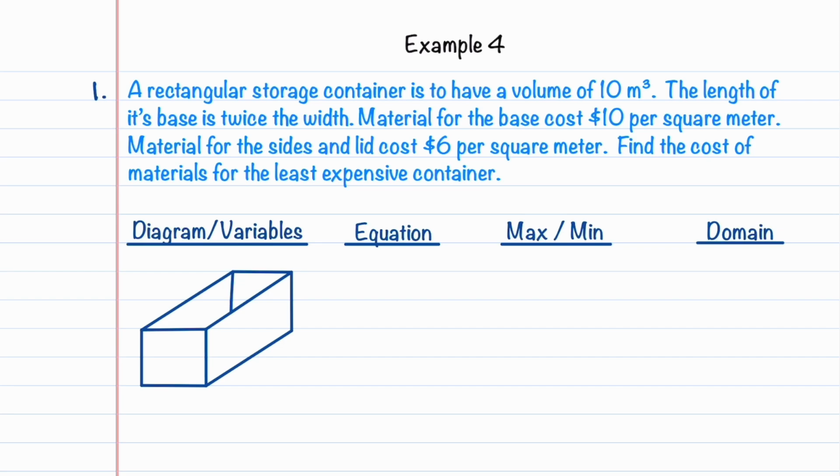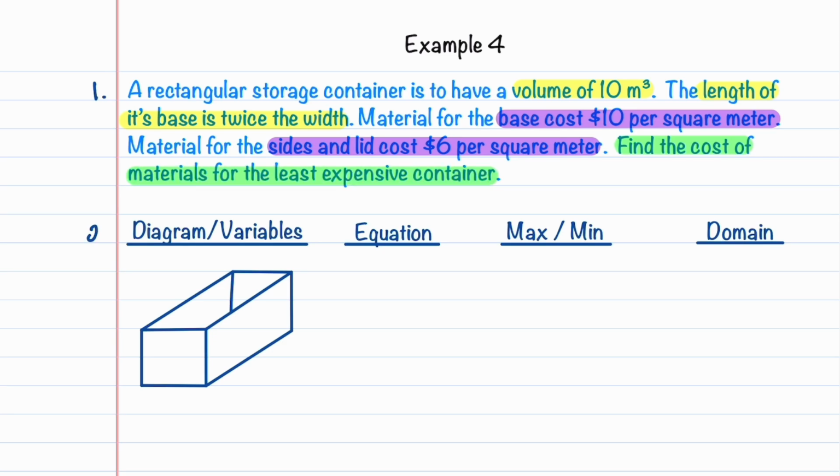We are told that a rectangular storage container is to have a volume of 10 meters cubed. We're then told that the length of its base is twice the width. Material for the base costs $10 per square meter, and material for the sides and lid costs $6 per square meter. We are to find the cost of materials for the least expensive container.